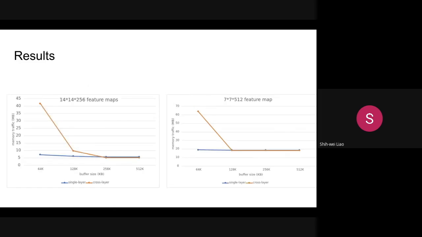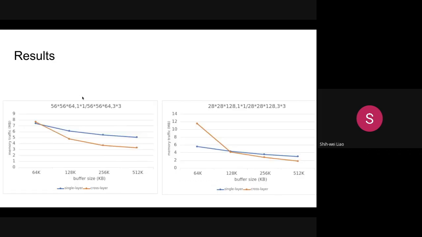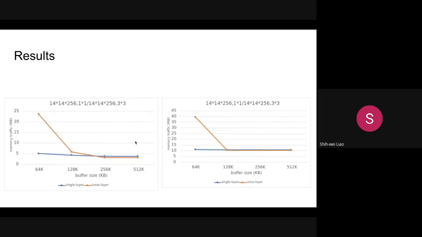And here is another result. When you go through ResNet 50, you have many layers because, as you remember, this is deep learning, and the OX and OY values will vary. Not just the feature map size will vary, the number of channels will vary as well. And for ResNet 50, here you can see you can improve the memory traffic by over 10% here. But if you have a later stage like 14 by 14 by 256, cross layer may not help much.